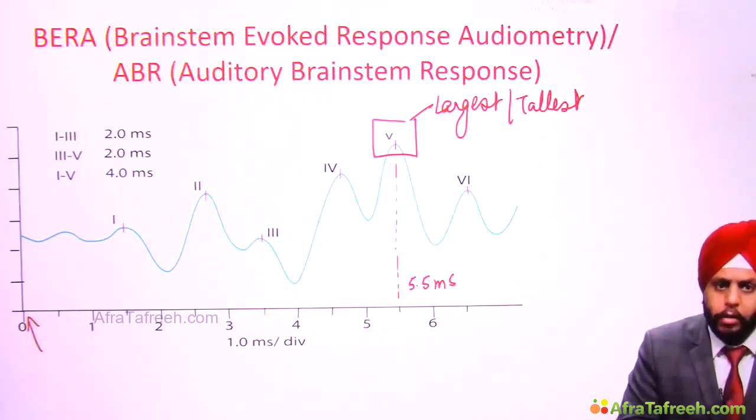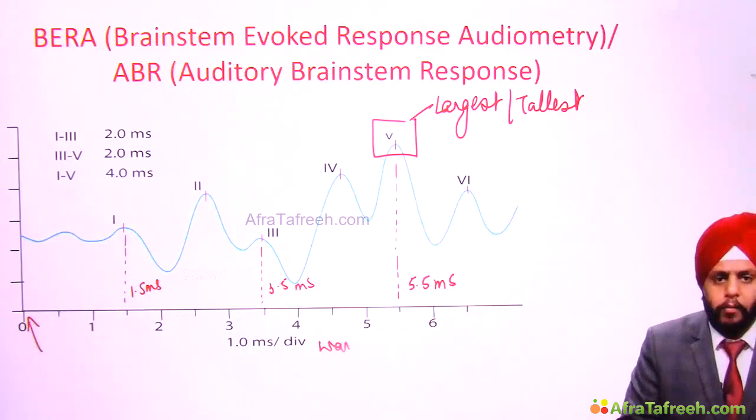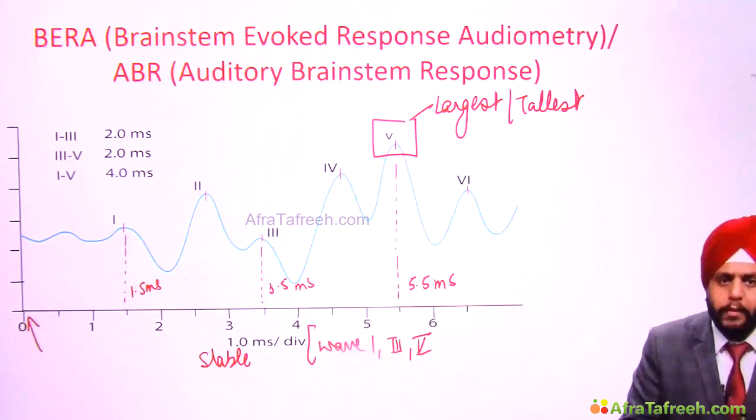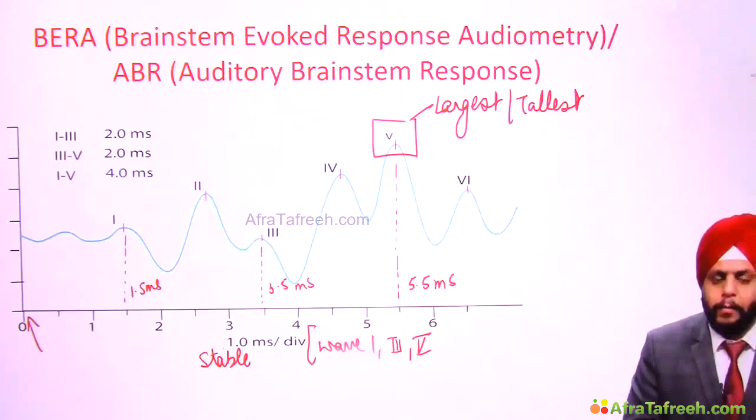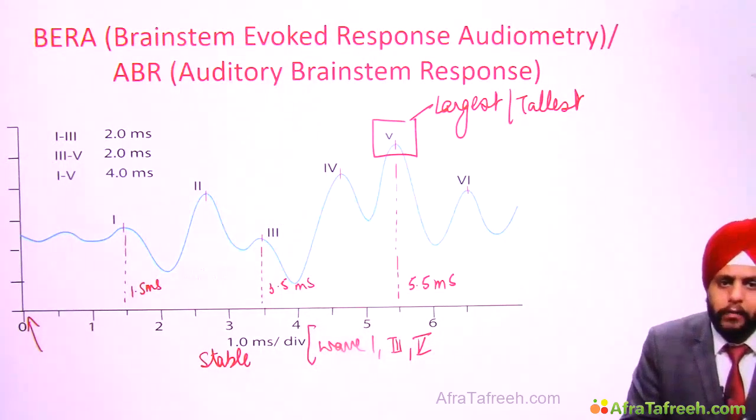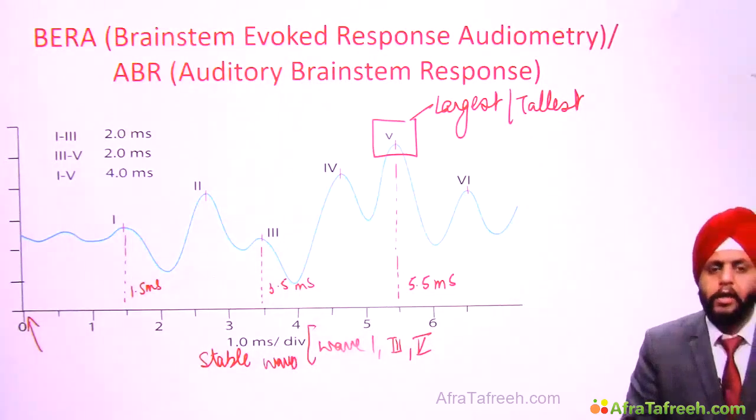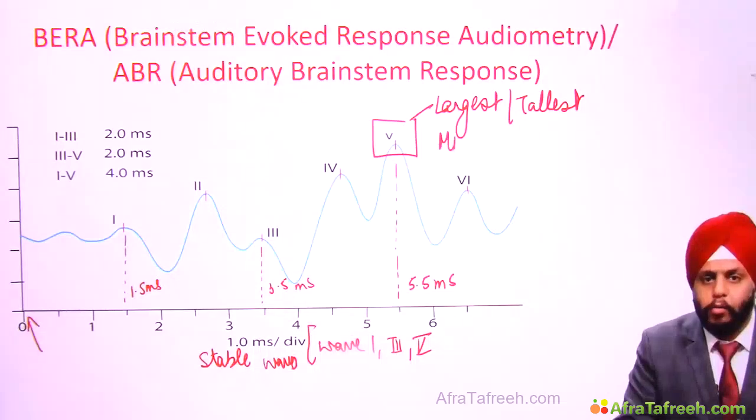Similarly, wave 3 you can see over here, it is produced at 3.5 milliseconds after stimulus. Wave 1 is being produced at 1.5 milliseconds after the stimulus. So wave 1, 3 and 5, these three waves are stable waves. You remember the prime numbers in mathematics? 1, 3, 5 are prime numbers. So similarly 1, 3, 5 are stable waves. And you see the fifth is the most stable wave.